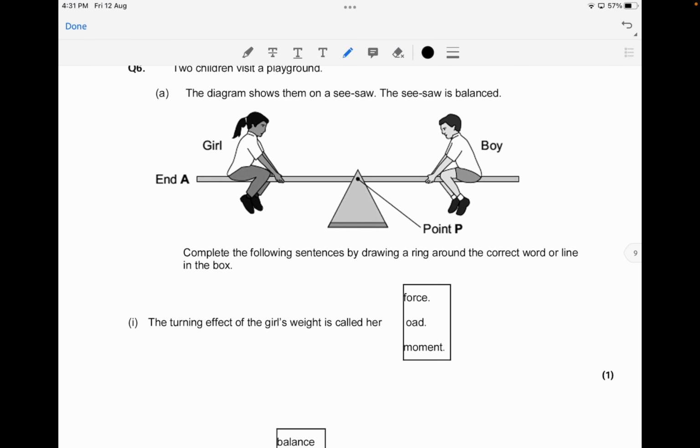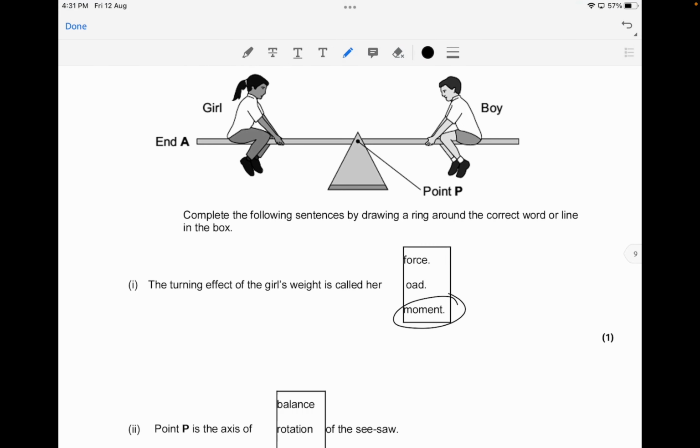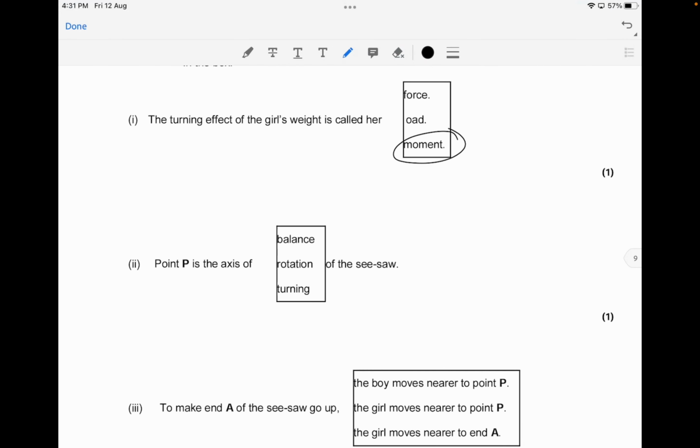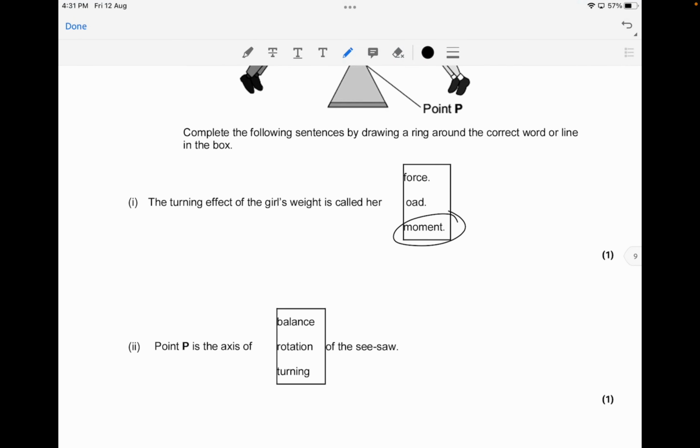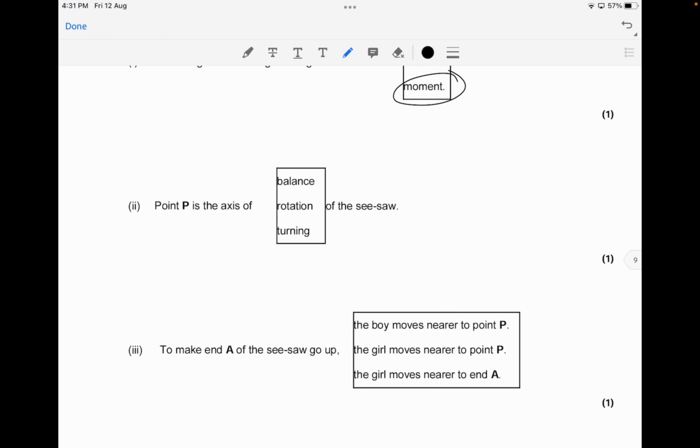The diagram shows this. The turning effect of the girl's weight is called, let's say, a moment. So you're going to circle that point. Point P is the axis of rotation. Point P is somewhere around here. That's going to be your axis of rotation.